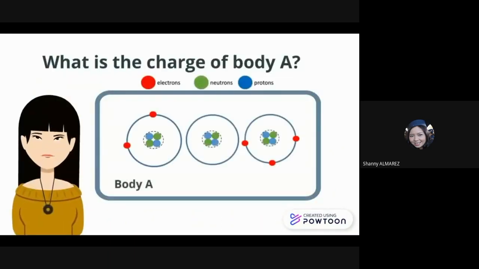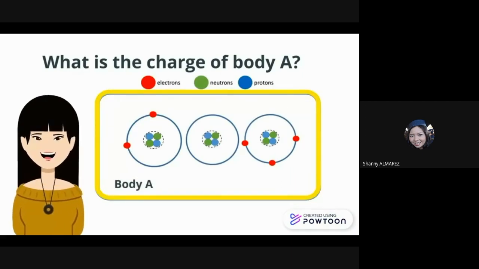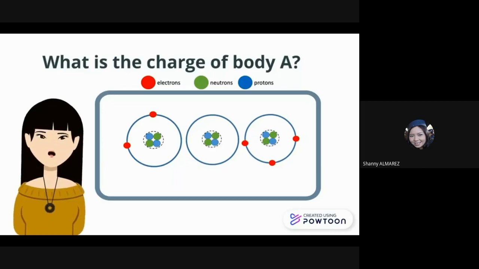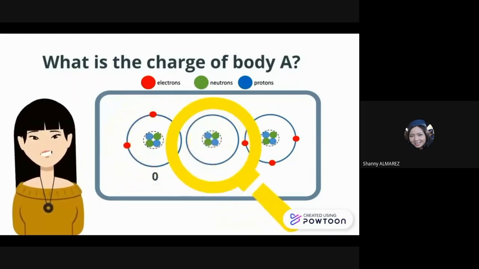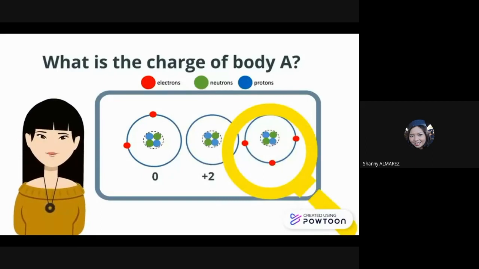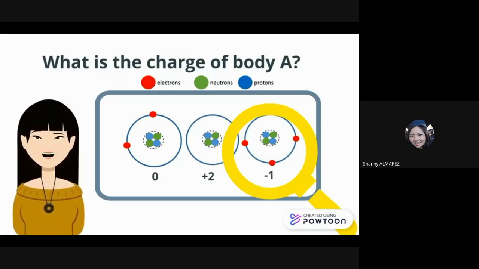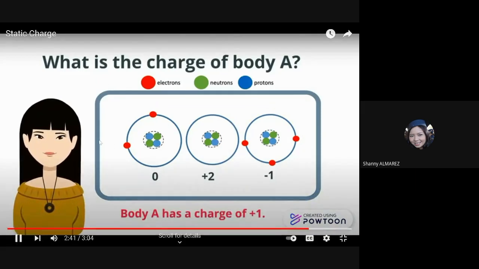So here is an example. Based on the illustration given, what is the charge of body A? For the first atom, we have equal number of electrons and protons, therefore we have zero charge. For the second atom, we have 2 protons but 0 electrons, therefore we have positive 2 charge. For the third atom, we have 2 protons and 3 electrons, which will give us a charge of negative 1. Adding all these charges together, that will give us positive 1, which means body A has a charge of positive 1.